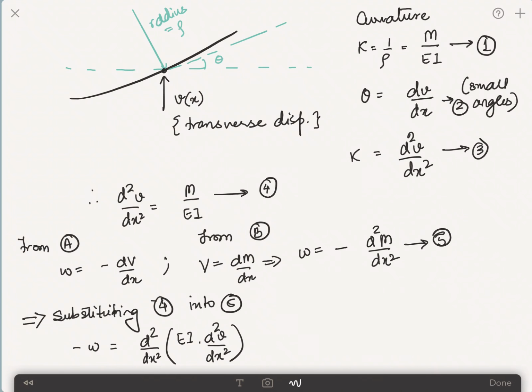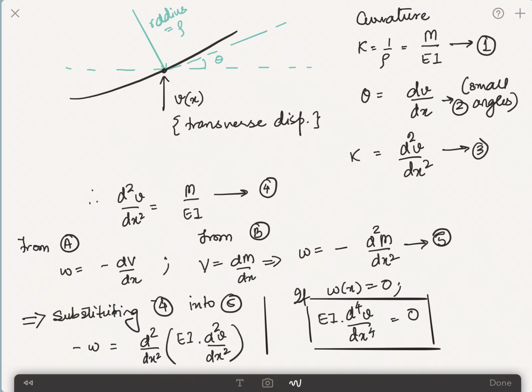Now if you have EI to be constant and only nodal forces and moments are working, that means there is no distributed load, then w can become equal to 0. So if w is equal to 0, then when EI is constant, d^4 v/dx^4 is equal to 0. This is of course one of the very important results that you see in Euler-Bernoulli beam theory, where you have related the moments, the shear force and the distributed load to the material properties and the curvature and the displacement of the beam.